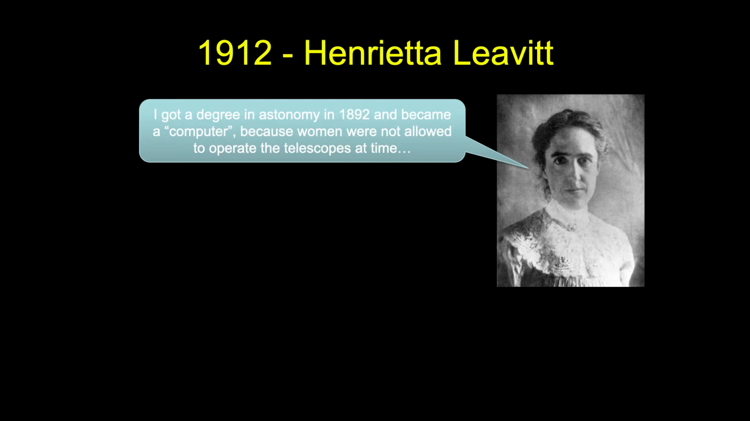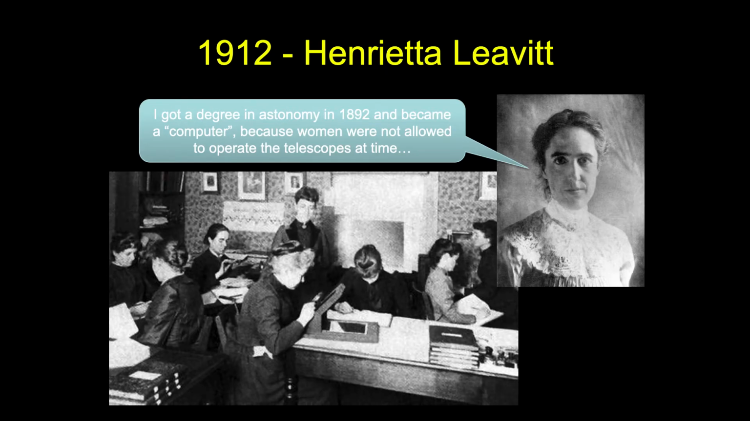So she got a job as a computer. Now, at that time, the word computer has a completely different meaning to what it has now. A computer was someone who computed things. In other words, she would sit in a room and analyze pictures from telescopes. These are glass plates, because photographs then were negatives on a glass plate. And these women would analyze images taken over a period of time, looking for differences, looking for stars that change in position or brightness.